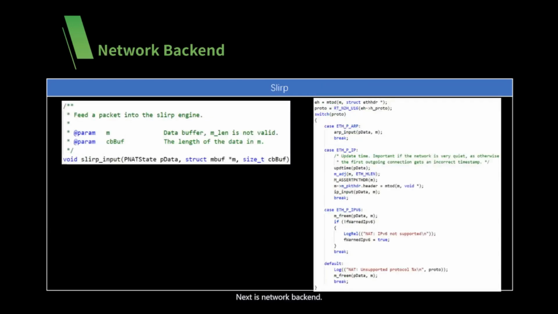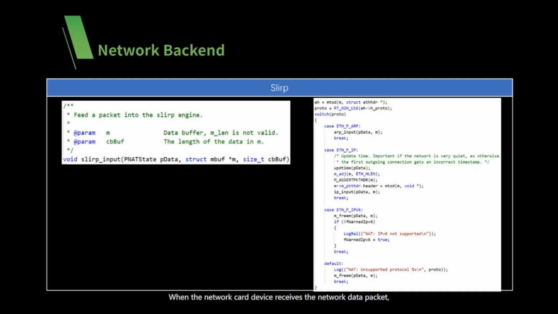Next is the network backend. As mentioned earlier, the network backend uses the slirp open source library. The slirp_input function is a state processing entry function. The buffer parameter contains the network data to be sent. cbBuffer is the length of the data.